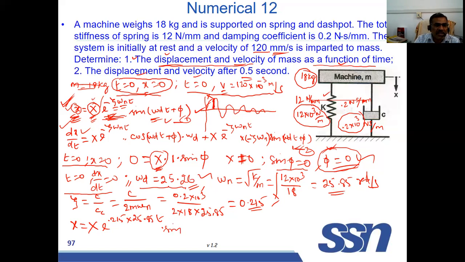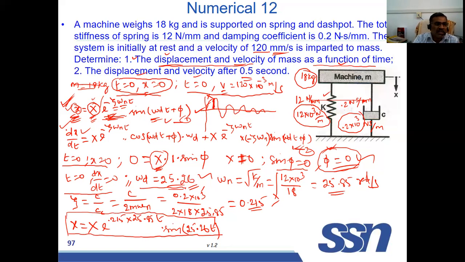What is the value of omega d? 25.26. Omega d into t plus phi. Phi is equal to 0. So this is the equation. Now we got the equation in terms of time. So this is the first one.